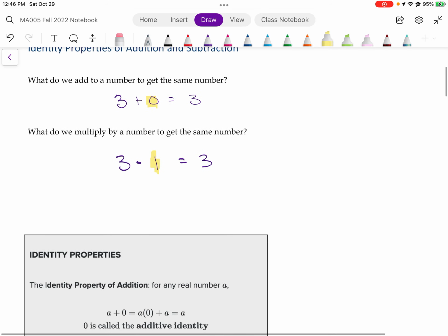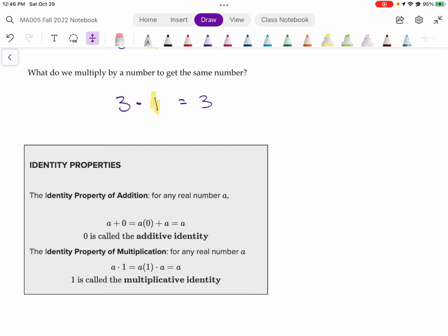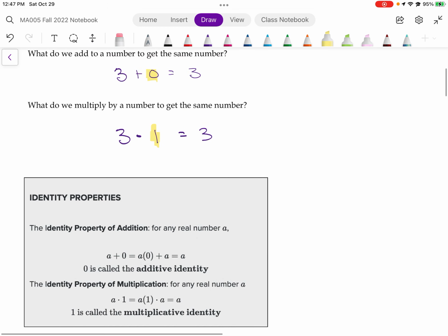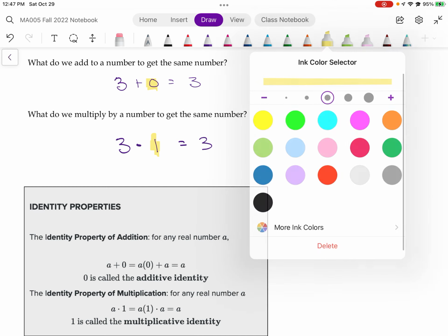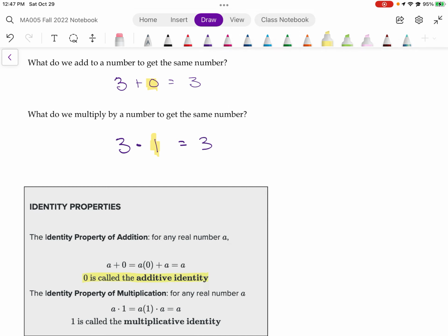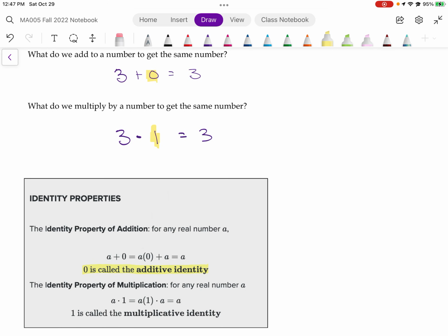And what we get is the identity property. The identity property of addition is a plus 0, which gives us a. Okay, so that's the identity property. So the 0 is called the additive identity, and that is going to be important for the next thing we talk about, which is inverses. The multiplicative identity is 1.